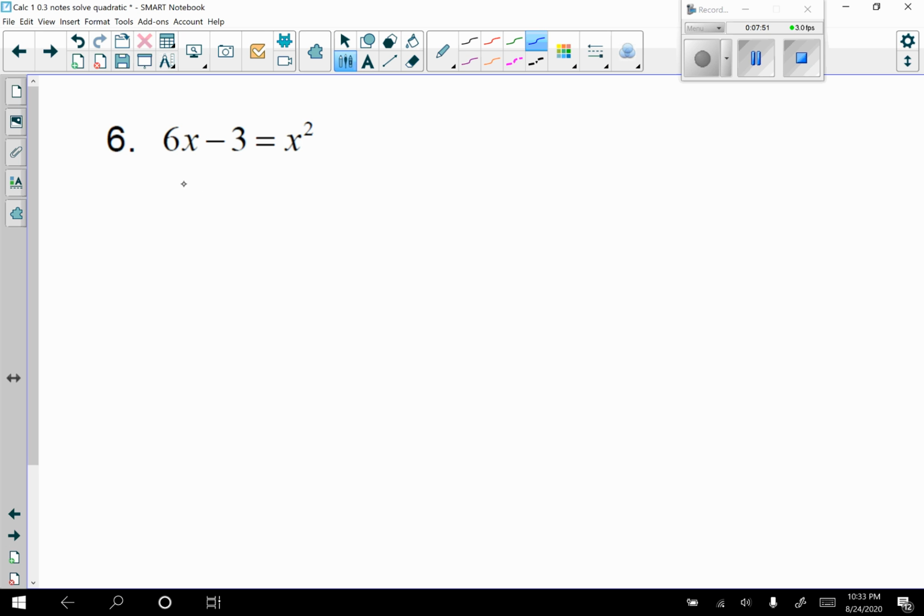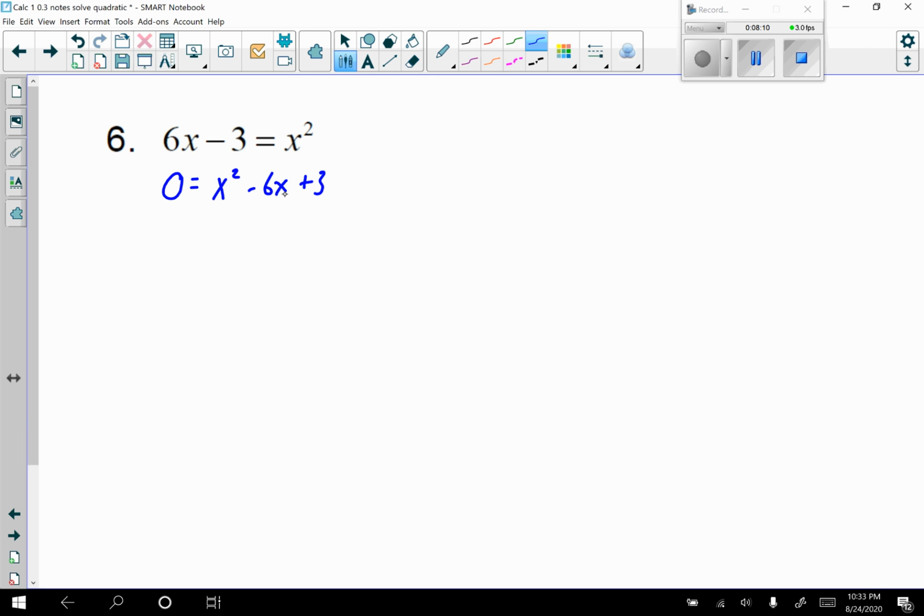All right, number 6, let's see. Getting a 0 on the left side would be easiest. Keep that x squared, the lead term, positive, minus 6x plus 3. If I try to factor this, I'm going to fail. X squared minus 6x plus 3 doesn't factor. You can try all you want. You can't get things to add up to negative 6 that multiply to be 3.